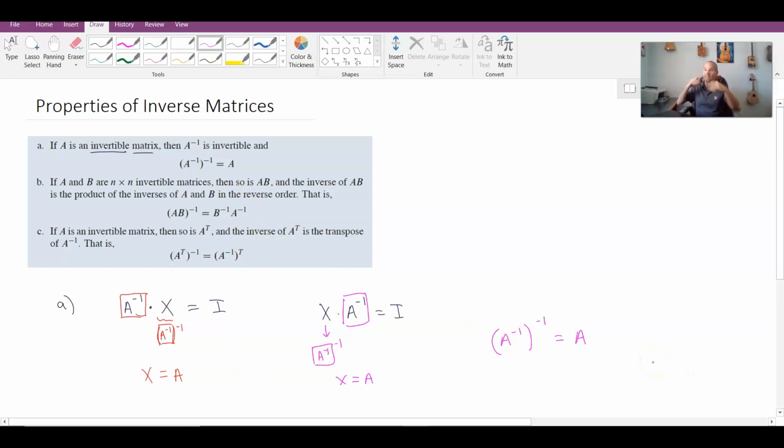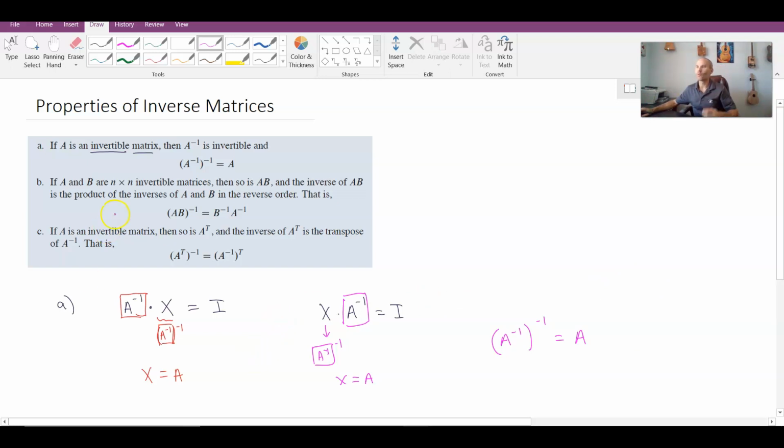Okay, now that might not seem like something you would normally need to prove, but we are arguing that you can keep inverting back and forth between these two matrices, A and its inverse. So if you invert A, you get A inverse. If you invert A inverse, you get back to A.